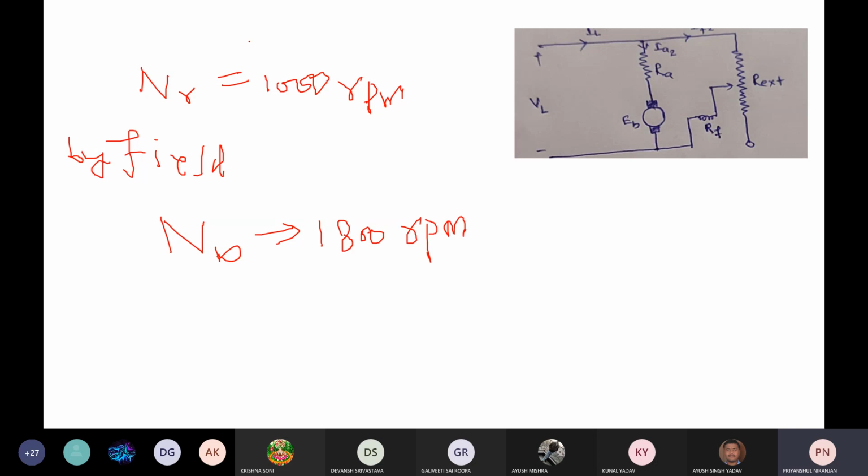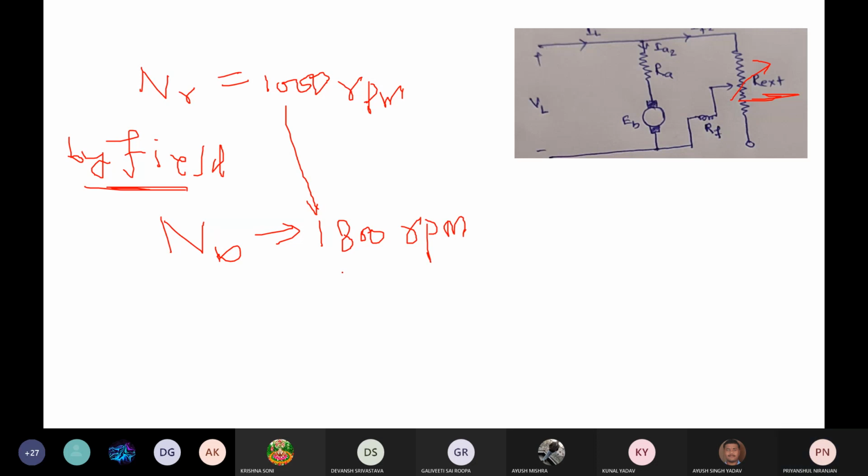So this is the variable resistance. We use in physical mode the rheostat. Rheostat is the variable resistance, na? You know about the rheostat? Yes, sir. So we wanted to control in between 1000 and 1800. We use the field winding because we control by using the field resistance. Sorry, the external resistance is connected in series with the field winding. So we control that speed from 1000 rpm to 1800 rpm.